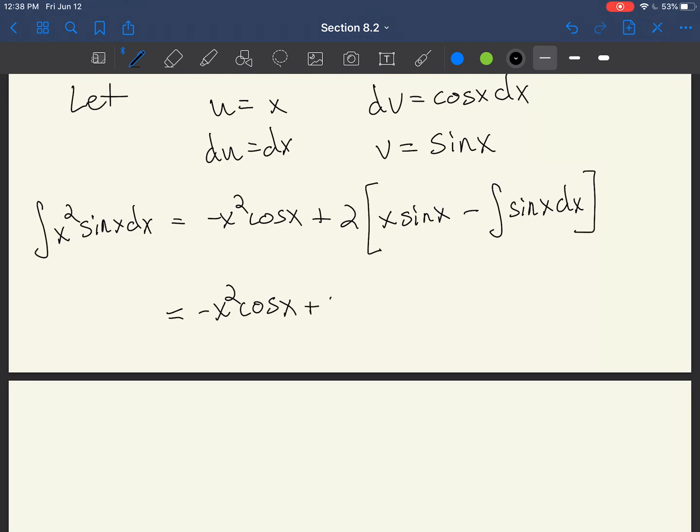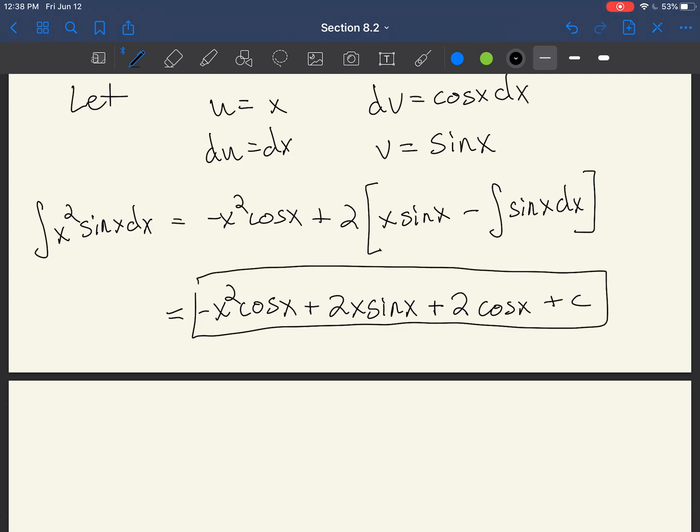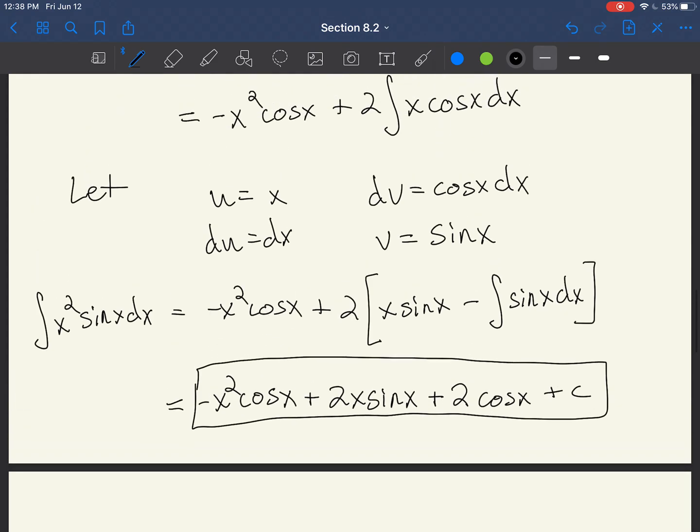Almost done. We distribute the 2. The integral of sine x is negative cosine x. So we have a negative coming from the integral, a negative coming from here. So we're going to get plus. We have this 2, so plus 2. And then the integral of sine x, as we said, was negative cosine x, but we already dealt with the negative sign. And there you go. So sometimes you'll have to use integration by parts multiple times.